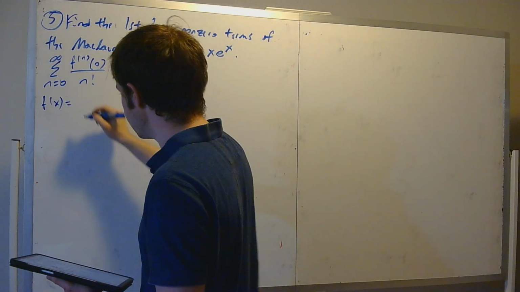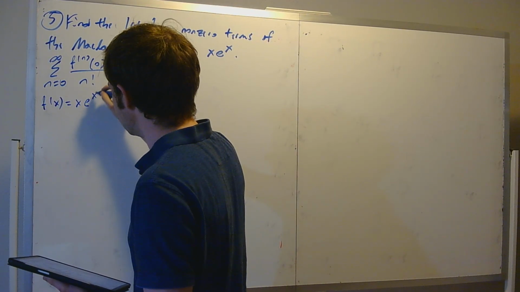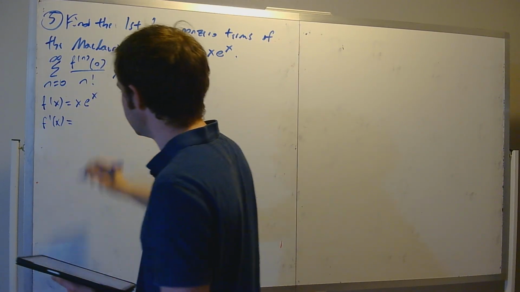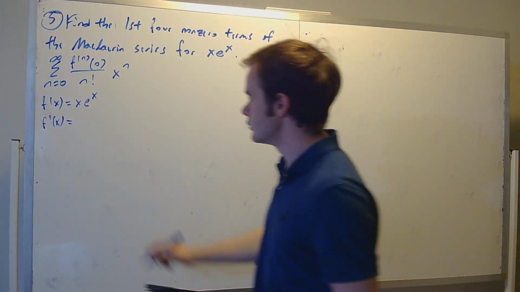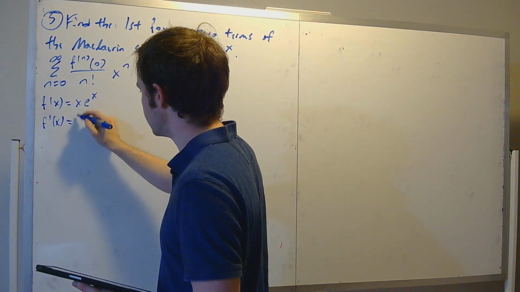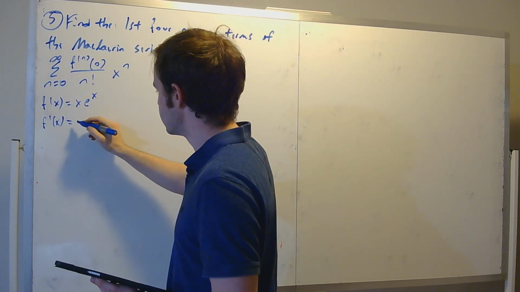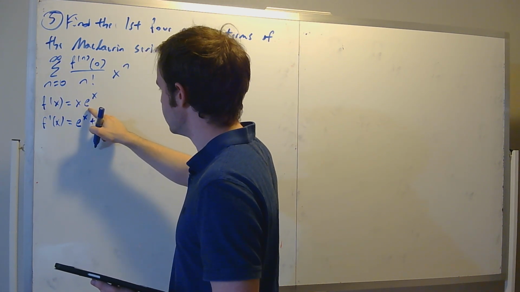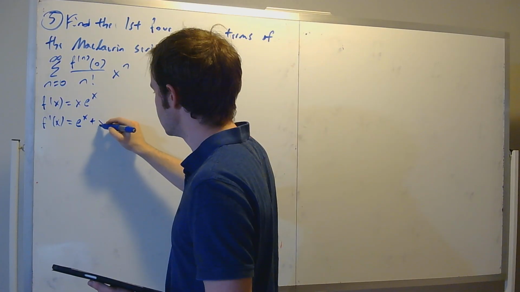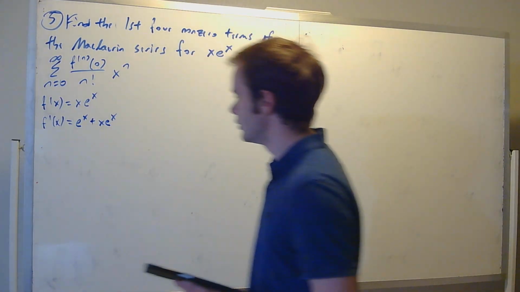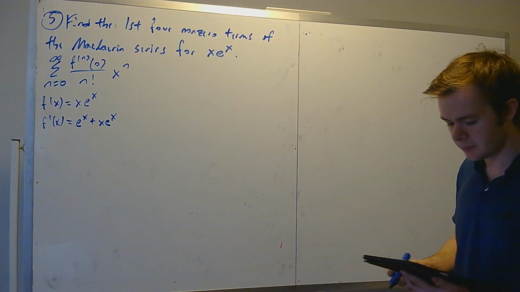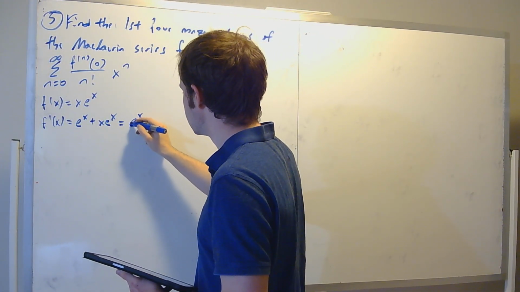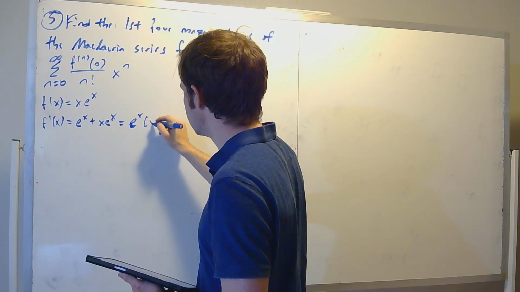Remember our original function was x e to the x. Now our derivative of x e to the x, remember we need to use the product rule. We take the derivative of the first part, which is 1 times e to the x, plus now the derivative of e to the x, which is e to the x, times x, so we get x e to the x using the product rule. You can rewrite this as e to the power of x times x plus 1.